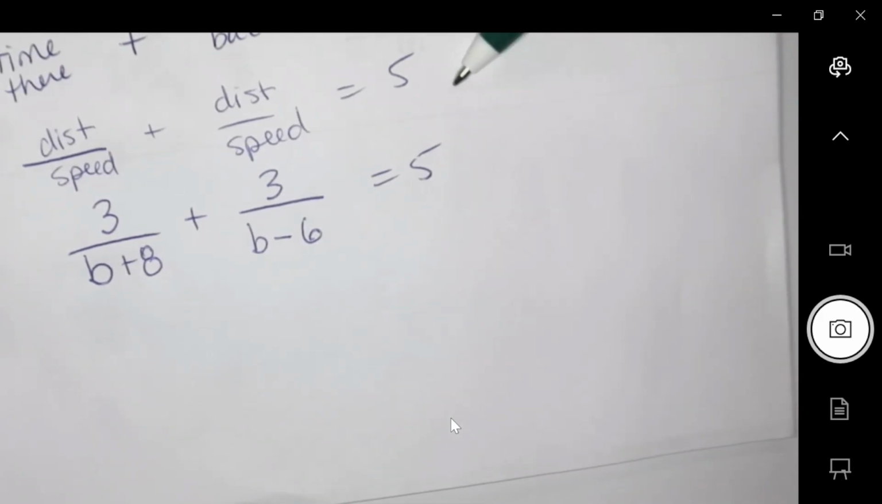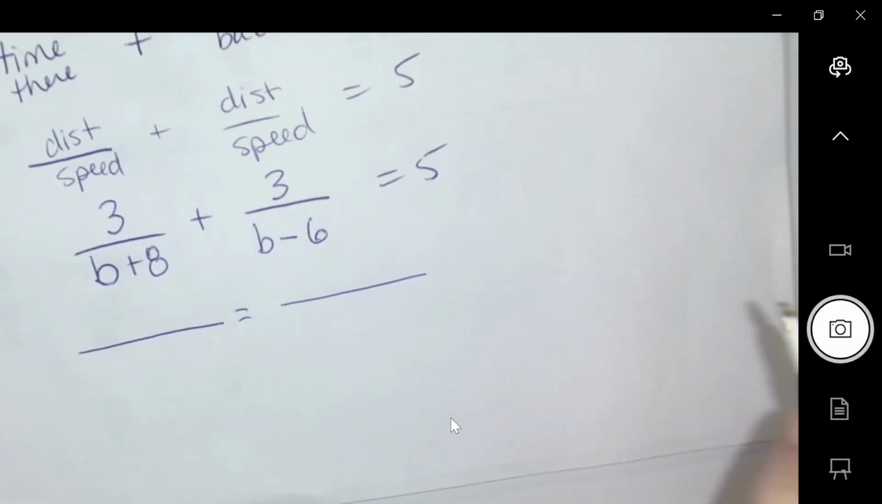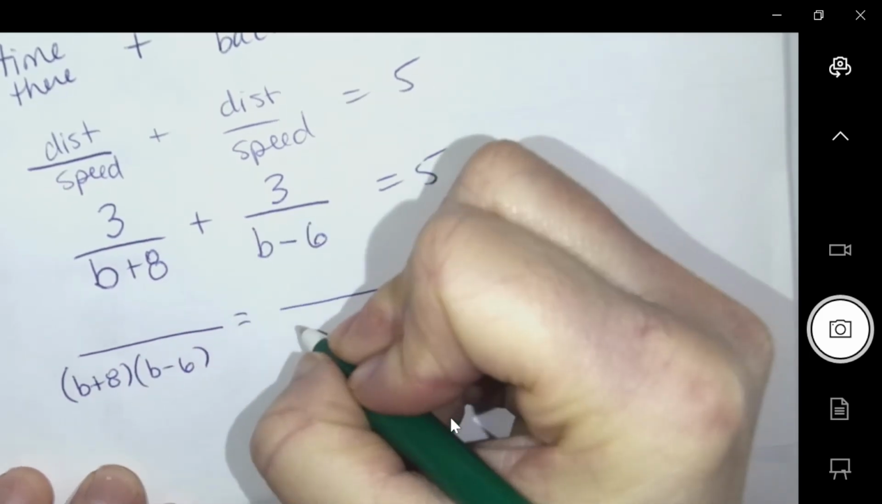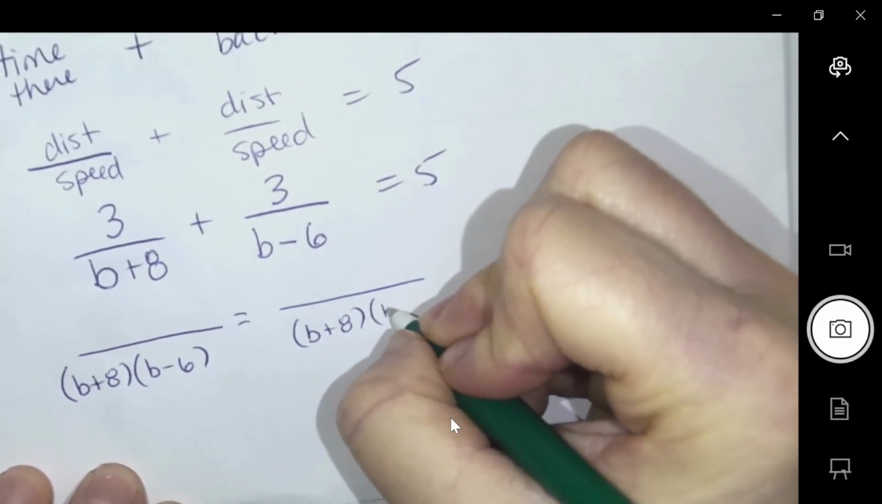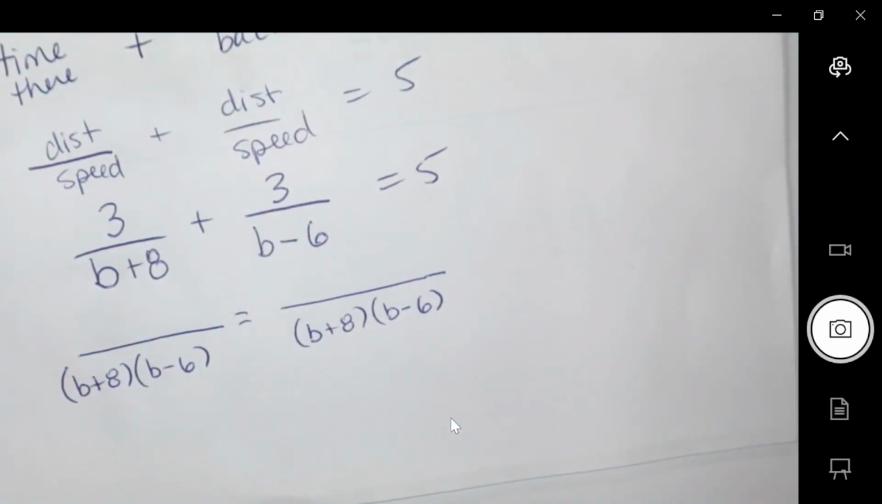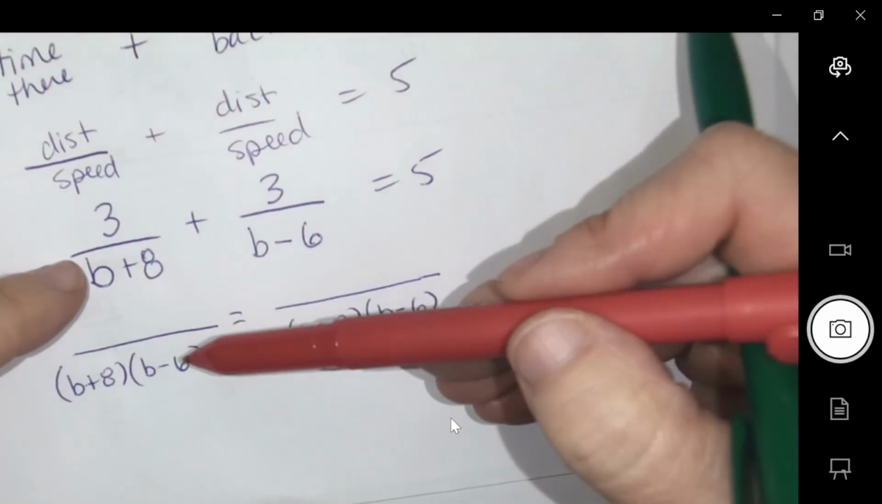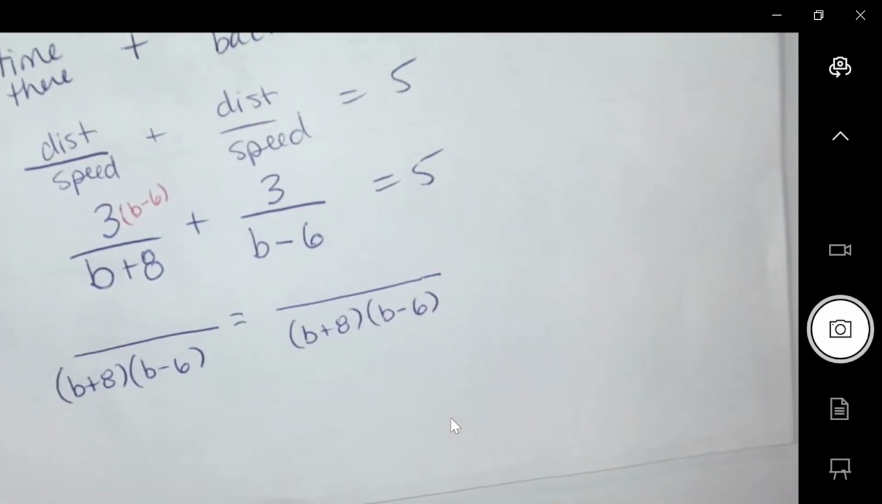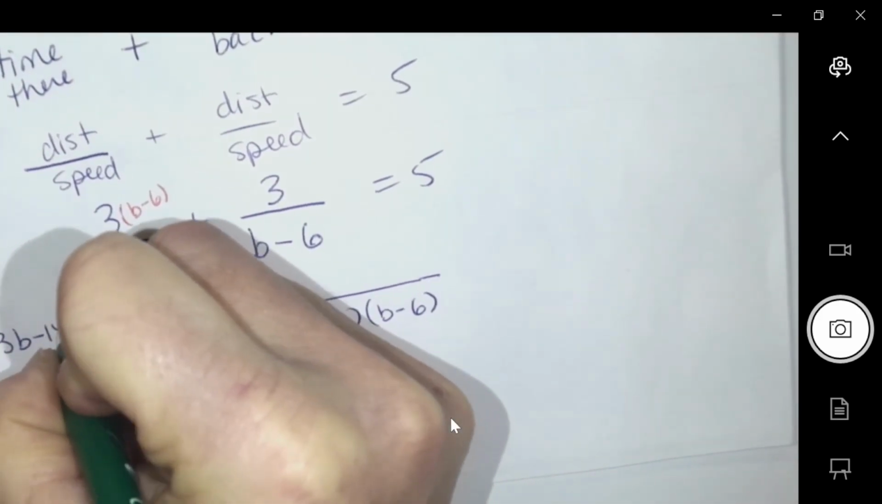Now we're at the point: cross multiply or common denominator drop. Common denominator. I'm going to need a B plus 8 and a B minus 6. Now you're going to ask yourself what changed in your fraction. So this was this, now it's this. B subtract 6, creating 3B minus 18.